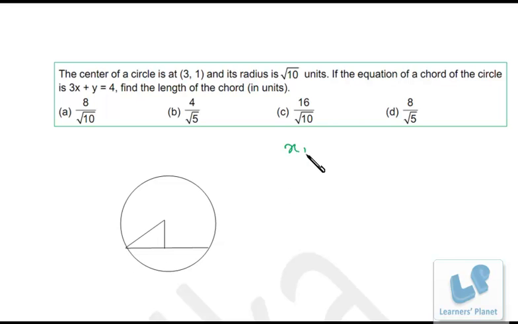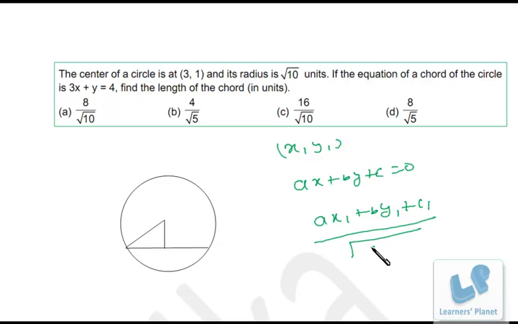Suppose from any point, say (x1, y1), we have to drop a perpendicular on ax + by + c = 0. Then the length of the perpendicular will be given by |ax1 + by1 + c| upon root of a square plus b square, modulus of this, right? The same formula we are going to use over here.